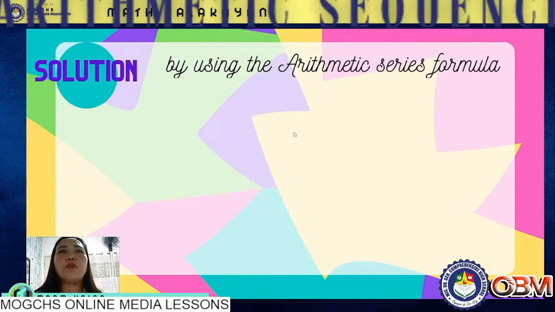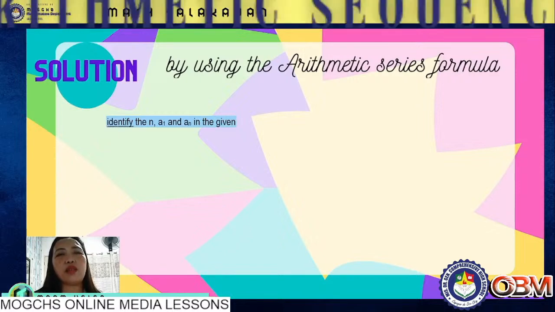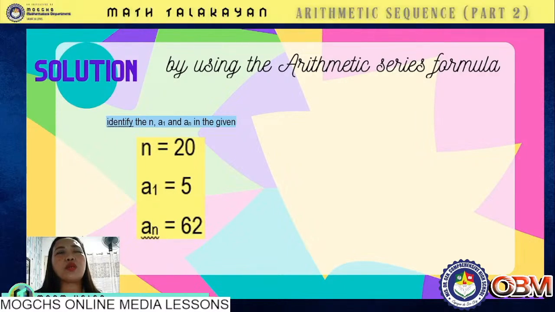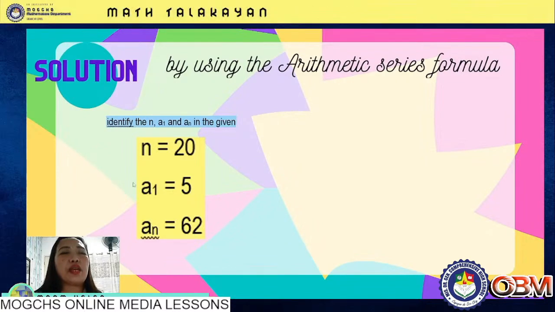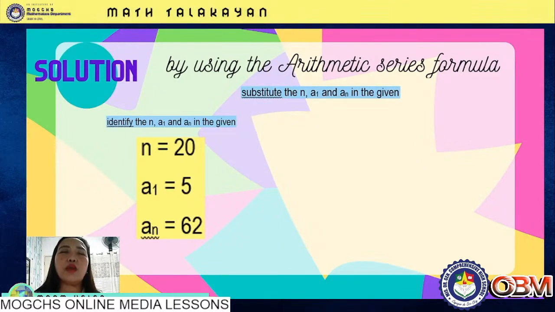Okay. By using the arithmetic series formula, you're going to identify the n, a sub 1, and a sub n in the given. So our n there is 20, since we're looking for the sum of the first 20 terms. Next, our a sub 1 equals 5, and a sub n, or our last term, is 62. Then substitute the n, a sub 1, and a sub n in the given.